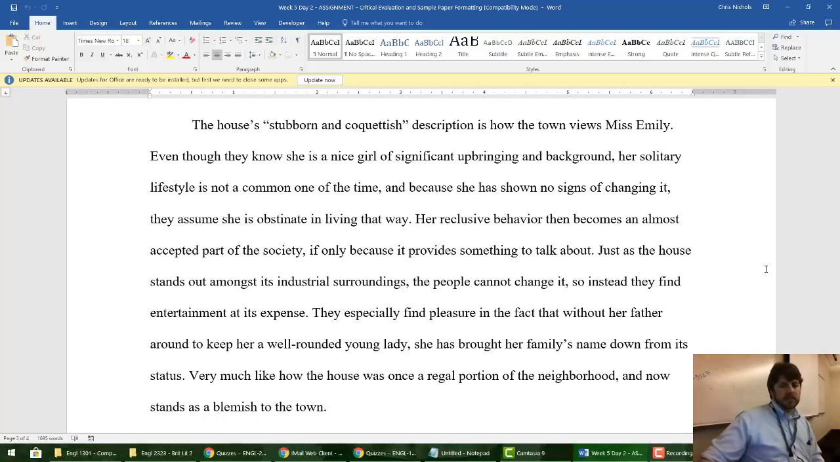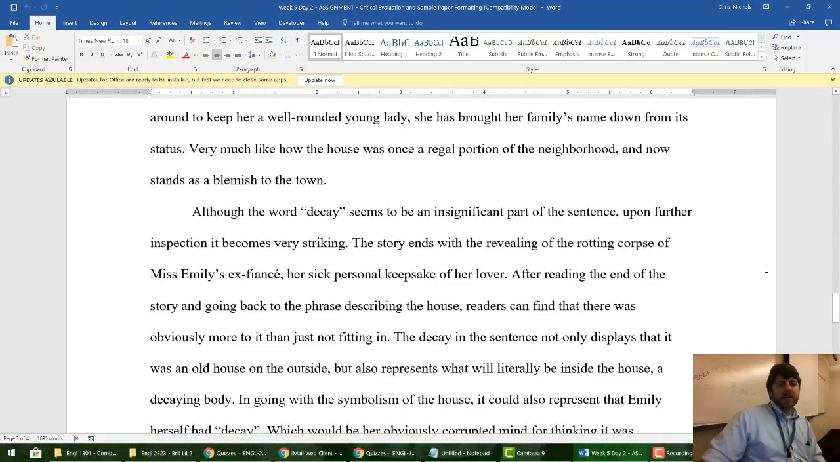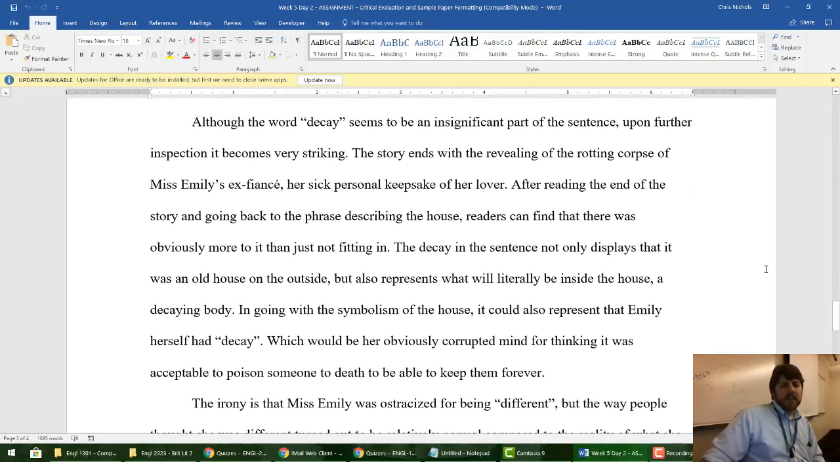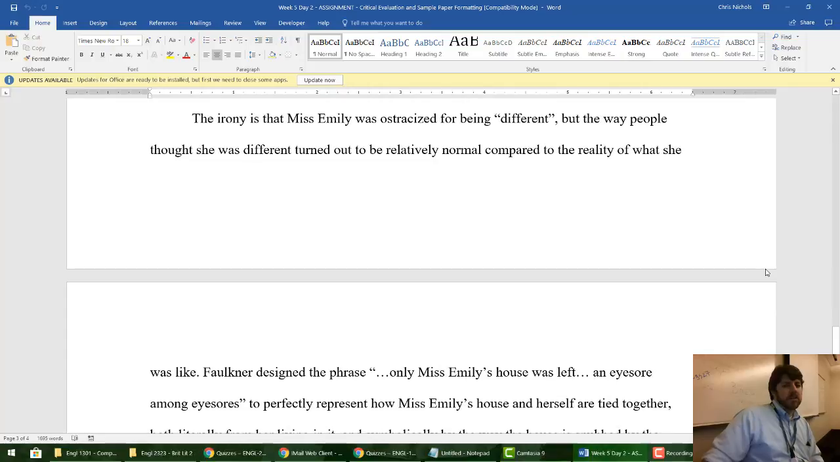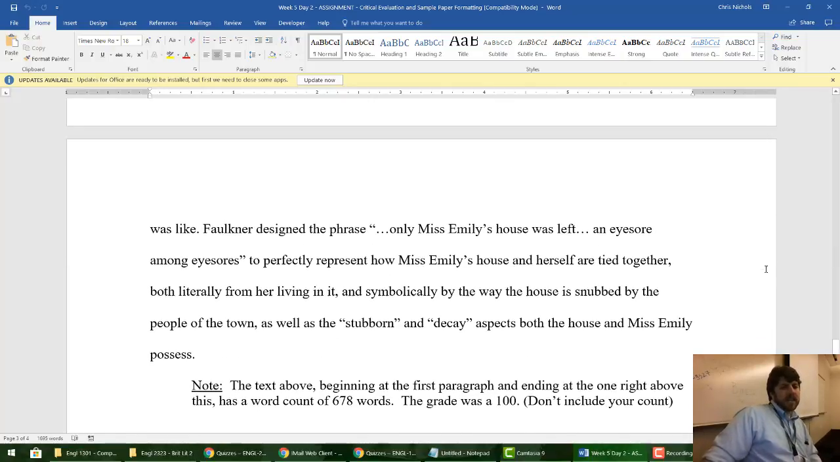And she says, or ends in the conclusion, the irony is that Miss Emily was ostracized for being different, but the way people thought she was different turned out to be relatively normal compared to the reality of what she was like. Faulkner designed the phrase, "Only Miss Emily's house was left, an eyesore among eyesores," to perfectly represent how Miss Emily's house and herself are tied together, both literally from her living in it, and symbolically by the way the house is snubbed by the people of the town, as well as the stubborn and decay aspects both the house and Miss Emily possess.